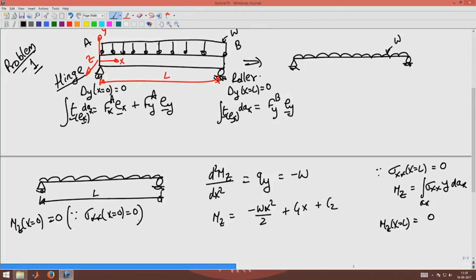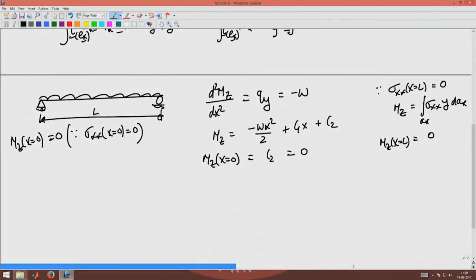So, I use this condition that Mz at x equal to 0 is C2, and since this is 0, C2 has to be 0, and then I use the condition that Mz at x equal to L has to be C1 L minus W L square by 2 has to be 0.